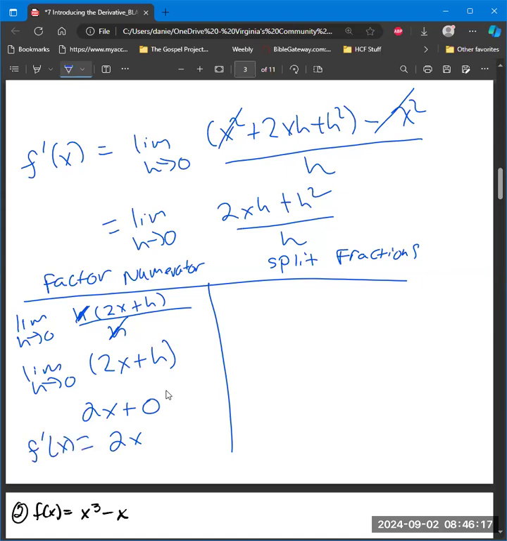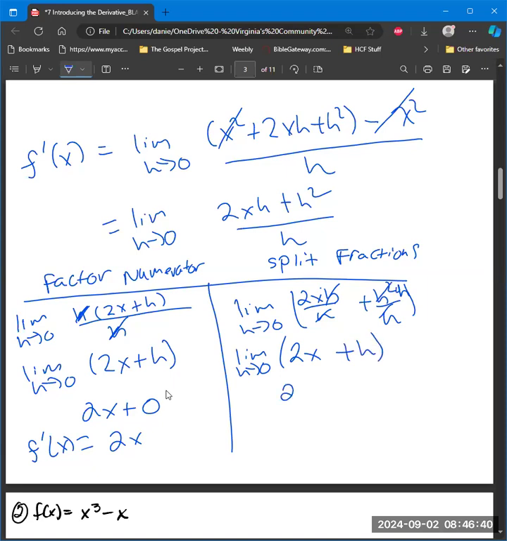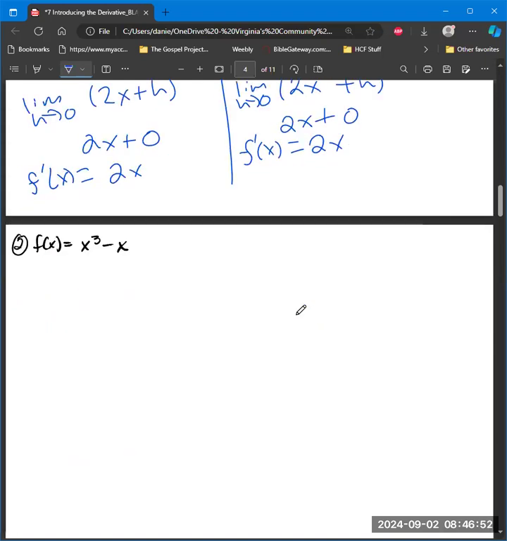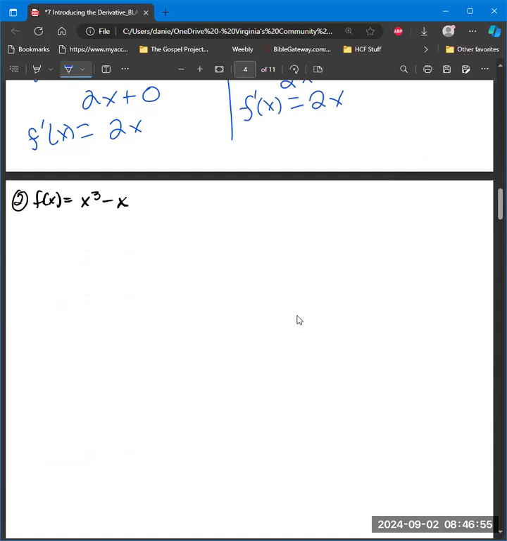If I want to split the fractions instead, I have 2xh over h plus h squared over h, and h divides out with h to leave me with 2x. H goes into h squared h times, and then I have 2x plus 0 is 2x, and again, this is what f prime of x is equal to. Either way, you get the same answer. So now we have example 2 here. F of x is equal to x cubed minus x.